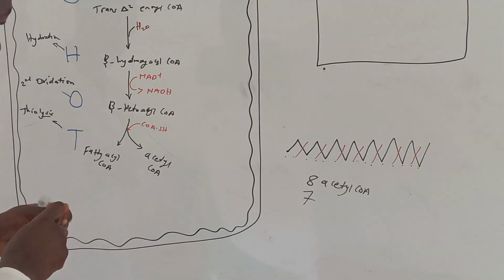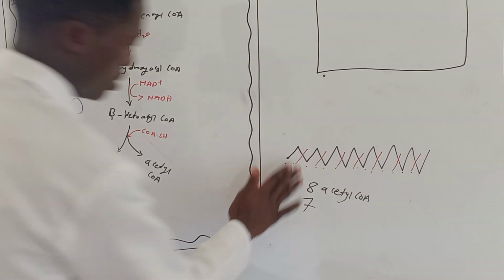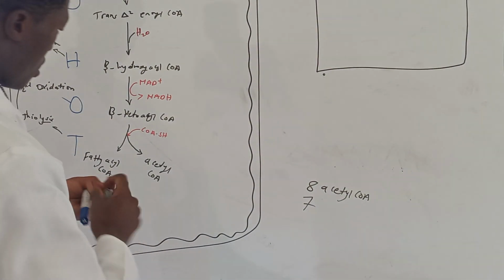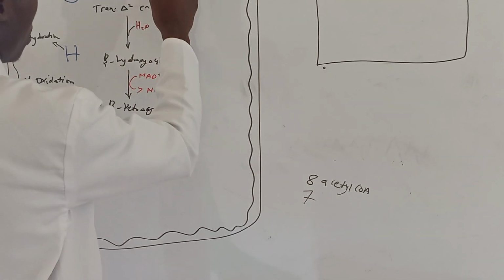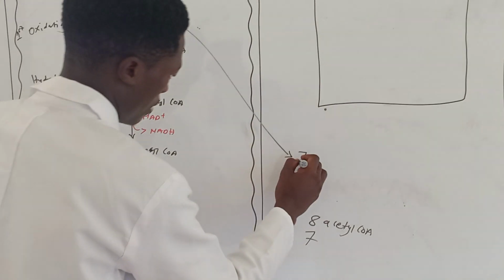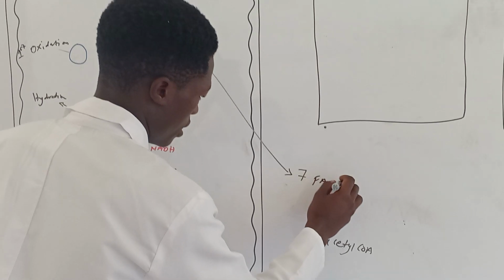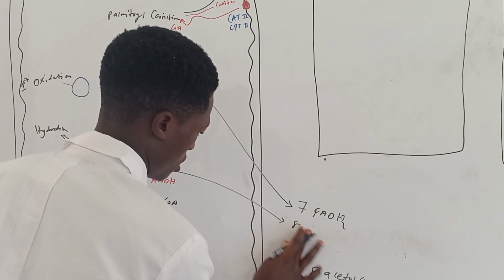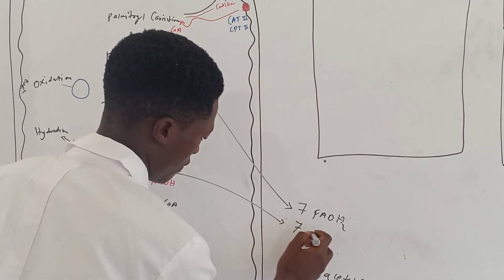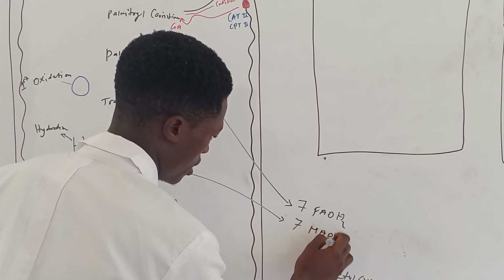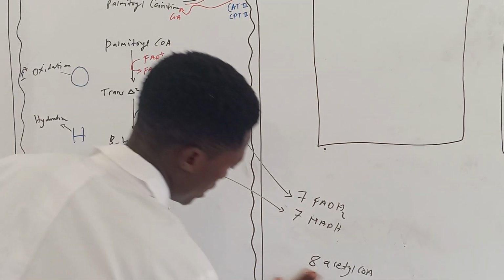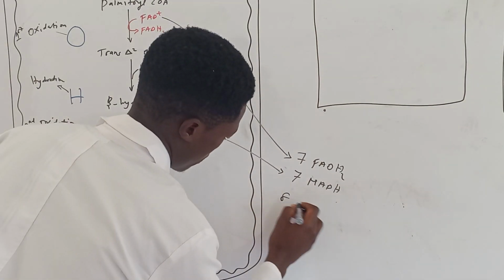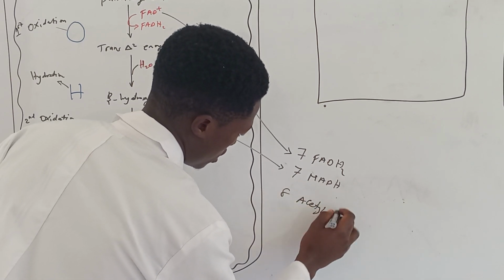That is to say that we have 7 FADH2, 7 NADH, and 8 acetyl CoA. Let me just write them here. This one means 7 FADH2. Then this one means 7 NADH. Alright, and 8 acetyl CoA.